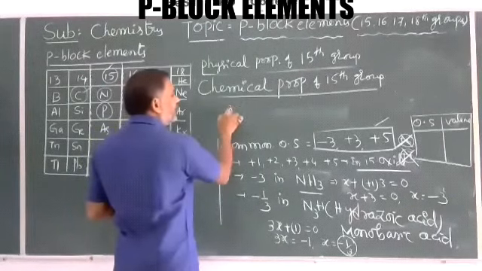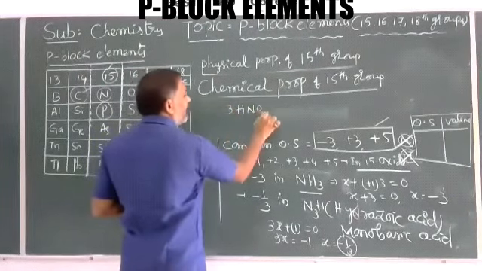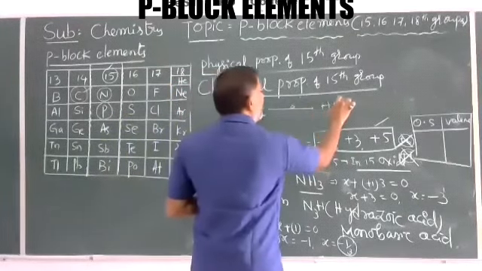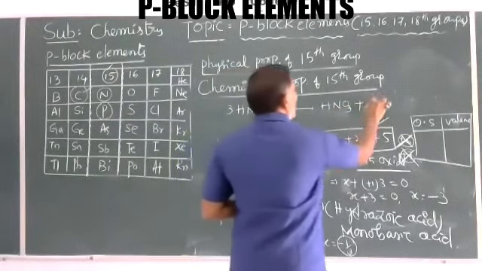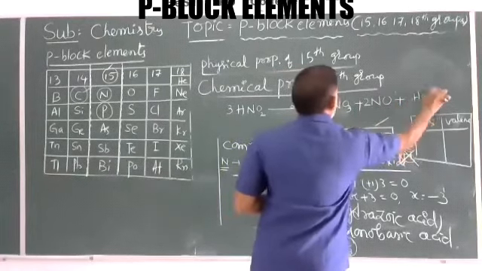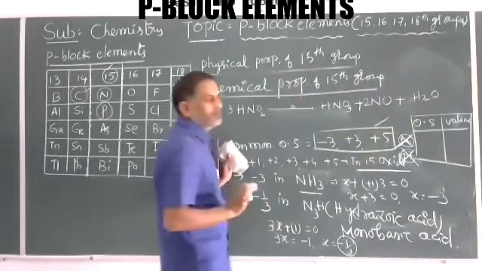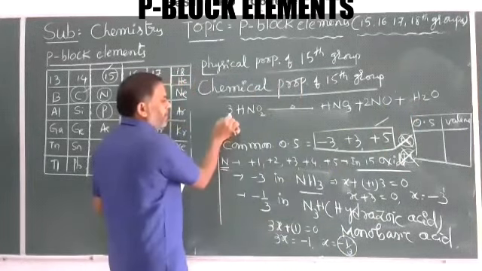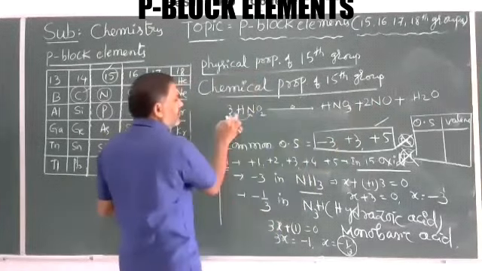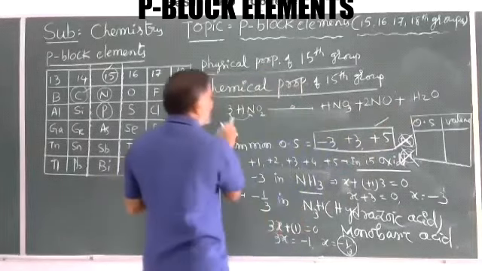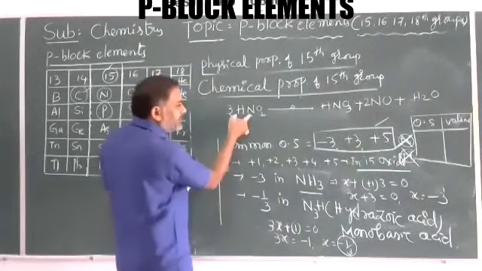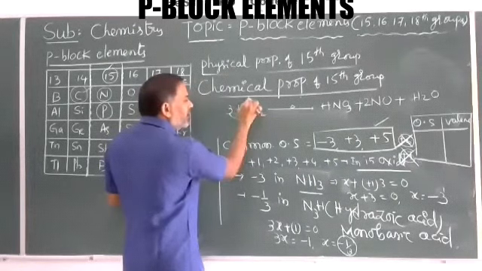See, I'll take 3 moles of HNO2. This is nitrous acid. On heating, it becomes HNO3, nitric acid, plus 2 moles of NO, nitric oxide, and a water molecule is formed. Here 3 and here 3, balanced reaction. See, three nitrogen atoms are there here, 1 and 2, balanced. Hydrogens, 3 are there, 1 and 2, balanced. Oxygen atoms, 6 are there, 3, 2, 5 plus 1, balanced. Once we observe, your oxidation state is the plus 3 oxidation state.